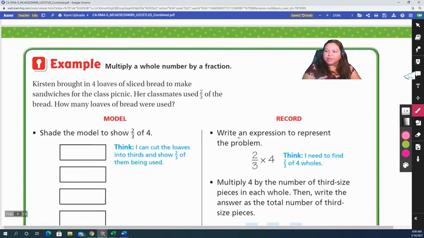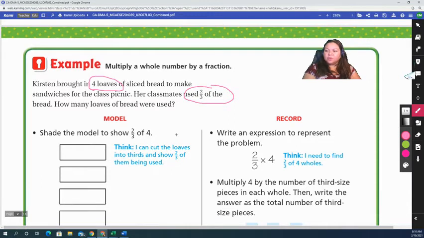So here we have another example. Let's try this one. We have Kristen brought in 4 loaves of sliced bread to make sandwiches for the class picnic. Her classmates used 2/3 of the bread. How many loaves of bread were used? So she brought 4 loaves, right? There's 4 loaves. And then her classmates used 2/3 of the bread.